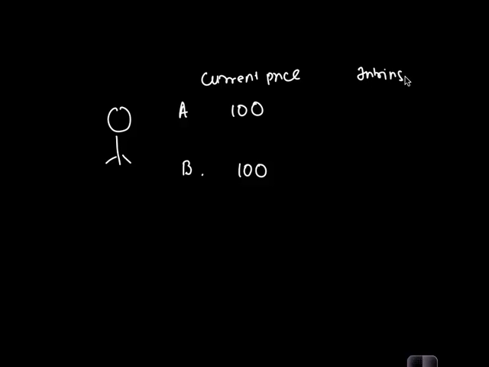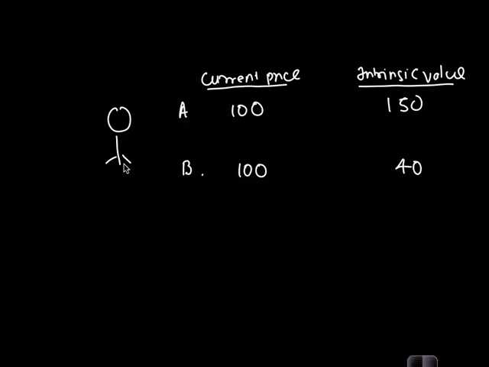So let us say we have an investor. He's identified two stocks, stock A and stock B. The current price of stock A is 100 and the current price of stock B is also 100. Then what is his intrinsic value according to the investor? Intrinsic value is what the investor feels is the truly justified value of that stock. The investor feels that stock A is worth 150 and stock B is worth 40.